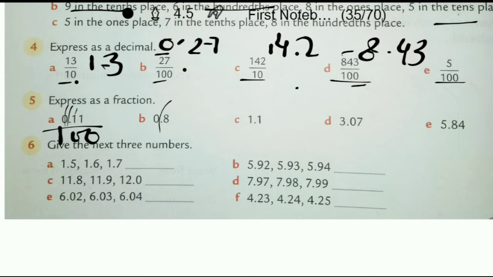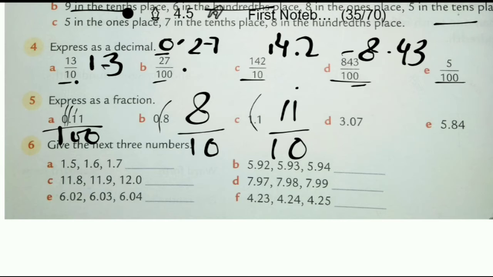Here we are having one number, so we will write as 8 upon 10. Here we are having one number, we will write as 11 upon 10. Here we are having two numbers, we will write as 307 upon 100, because two numbers means 100.